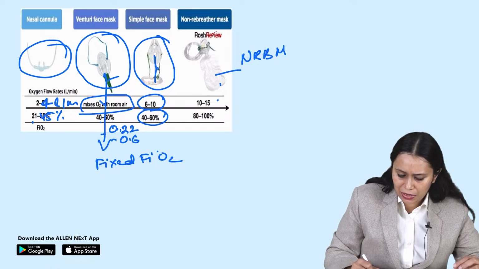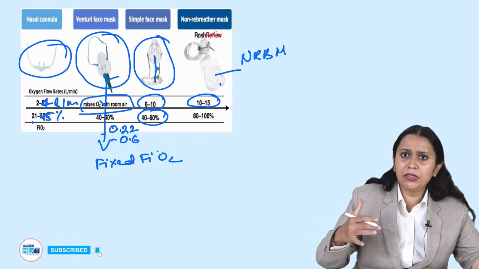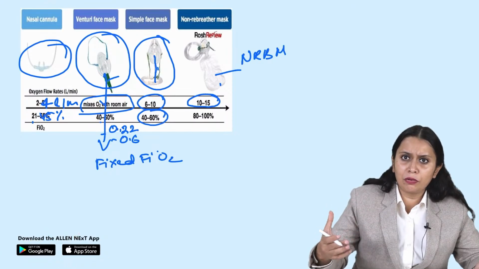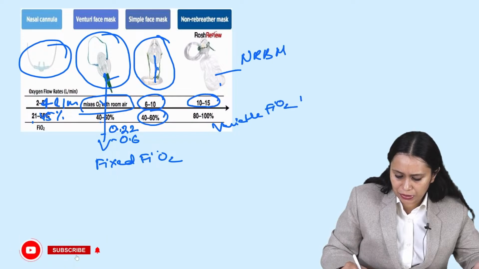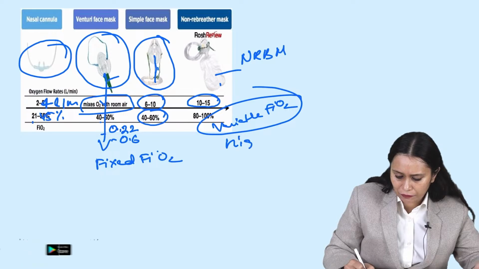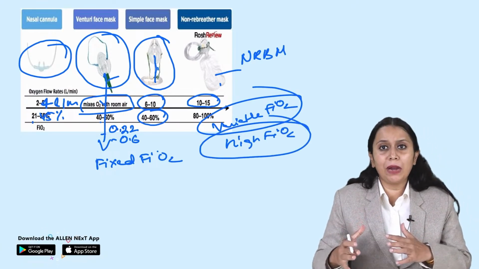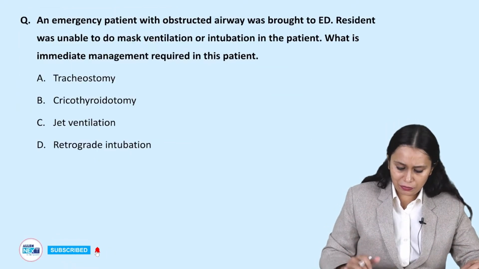And non-rebreathing mask 10 to 15 liters, and it can give a very high FiO2 if the patient has a stable breathing pattern. What if the patient does not have a stable breathing pattern? It will not give the desired FiO2. So it is a variable FiO2 device, NRBM, depending upon the breathing pattern of the patient. But it can give a very high FiO2 if the patient has a stable breathing pattern, a normal respiratory rate, right? So this is about our devices, okay?